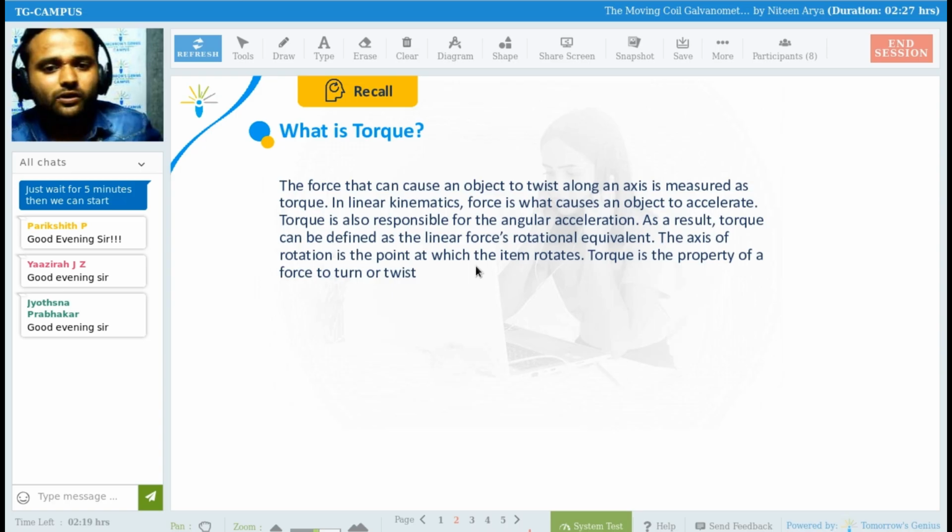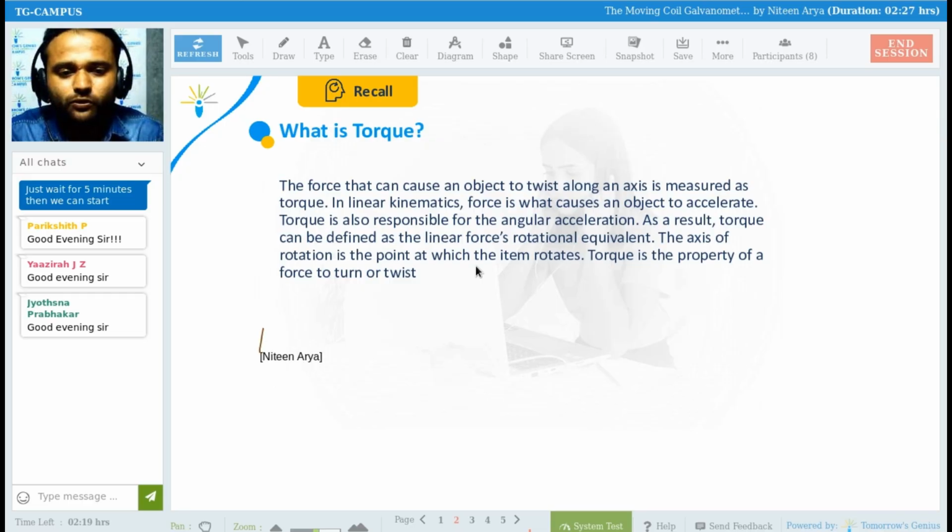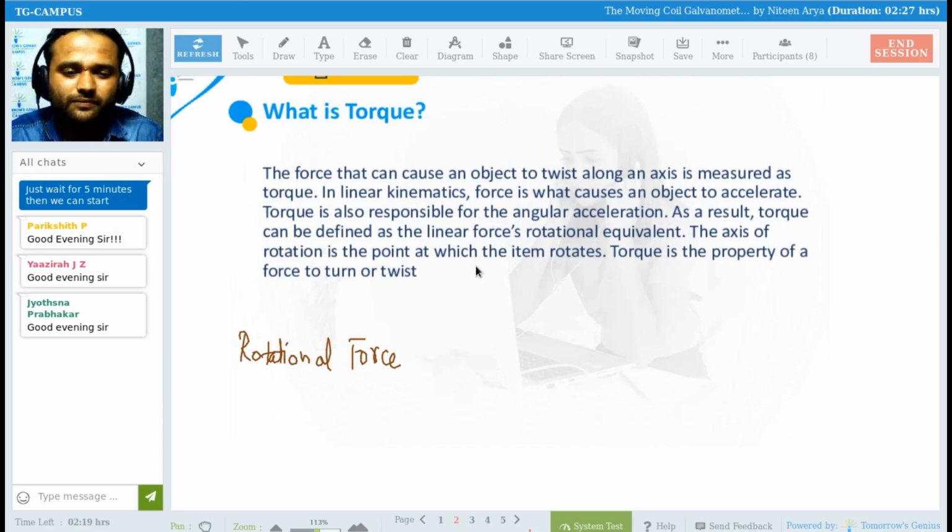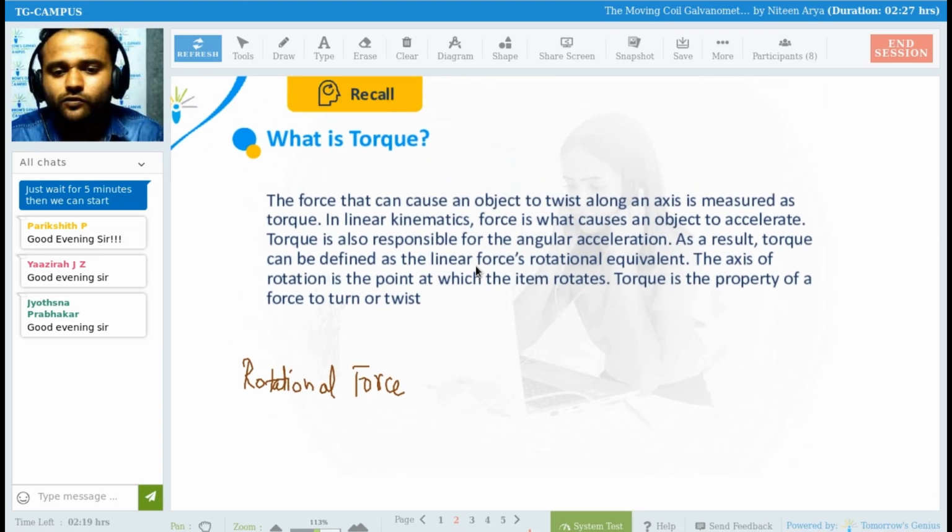We already know, everyone, torque is what can measure an object's tendency to twist along an axis, or you can say rotational force is also known as torque. If anyone has a doubt in this, the force which is going to rotate any particular object is known as torque. Very basic example, very simple thing.